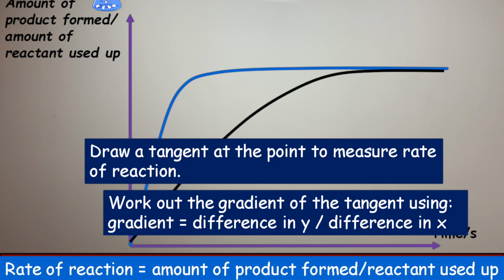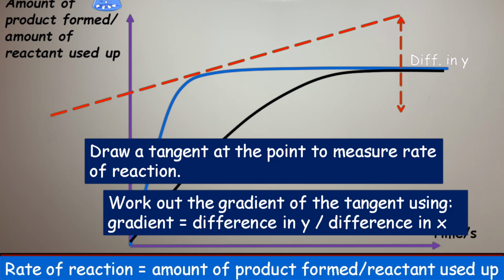Once we've drawn the tangent to the curve, we would work out the gradient in the same way as we would do in maths, with the difference in y divided by the difference in x. And in this case, the difference in y is the amount of product formed or the reactant used up, divided by the difference in x, which would be the time taken. So if we drew that on our graph, it would look like this.